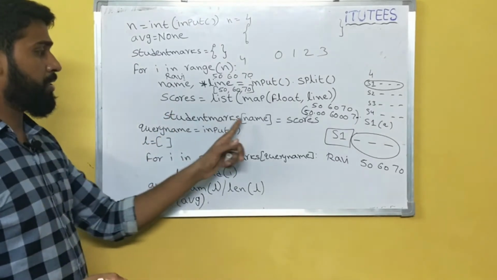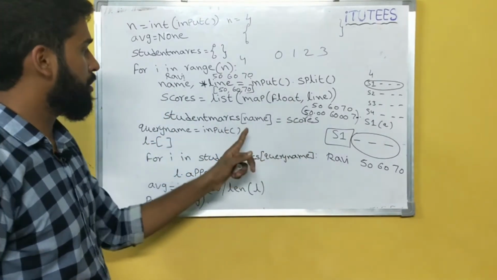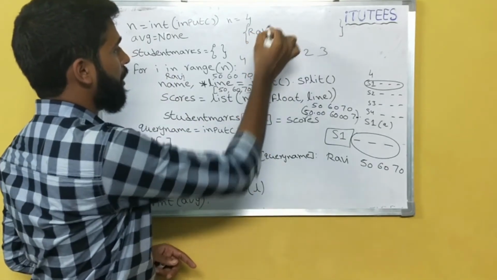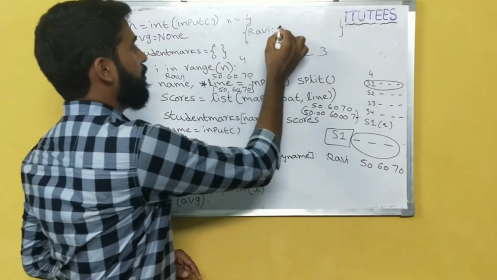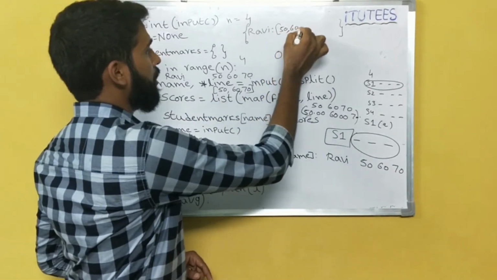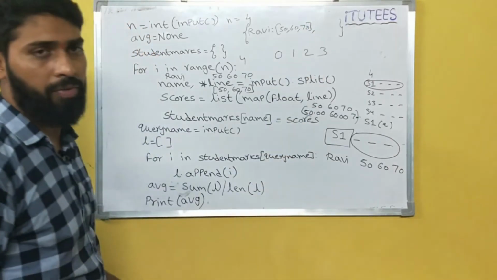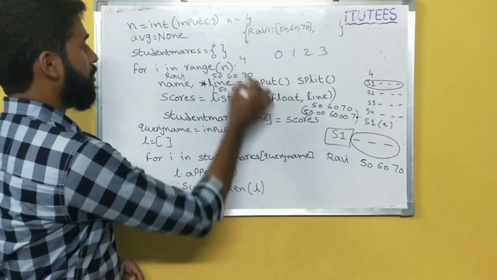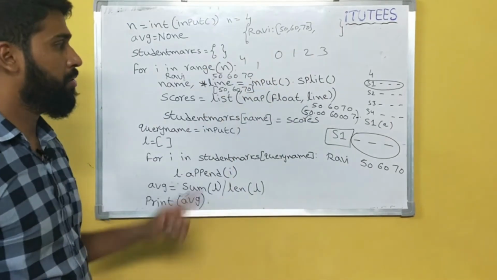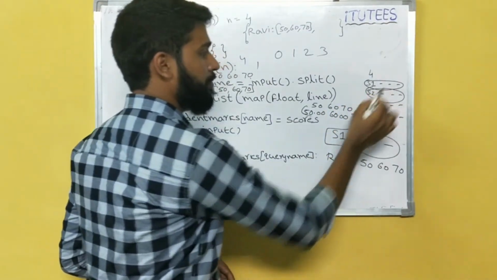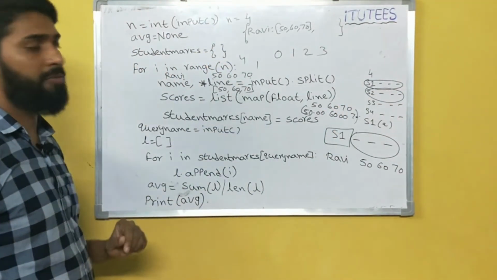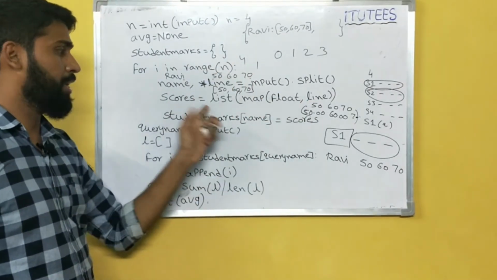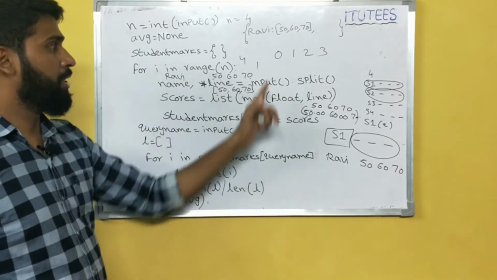Next, student_marks of name equals scores. That means what is the student name? Ravi equals what is the list? 50, 60, 70. So this is the first student's marks. Next, go to here. Now i equals 1. Again it reads the second value. The name is stored in the name variable. The marks are stored in line. Now I convert that line of marks into the list format. Now I can store it into the dictionary.